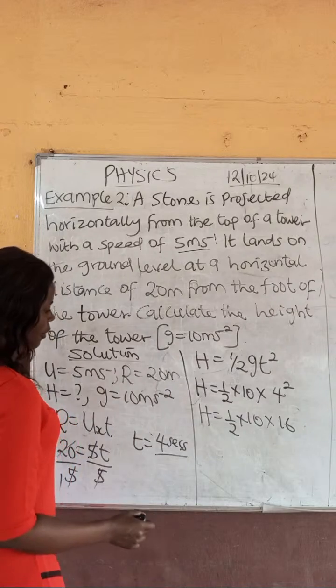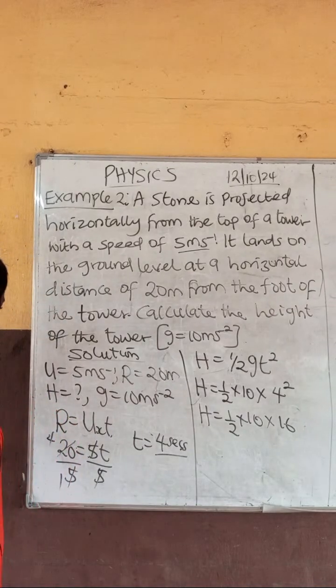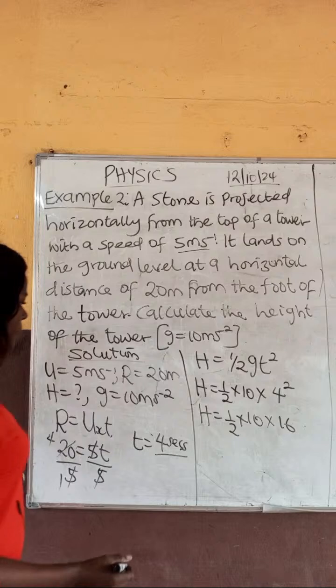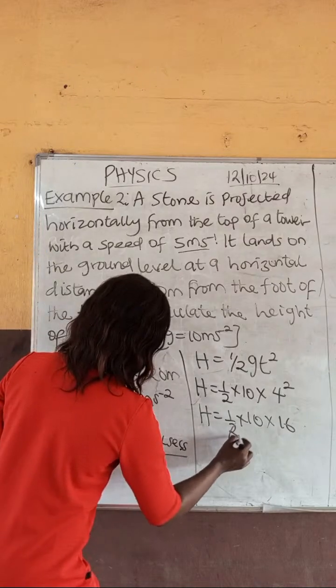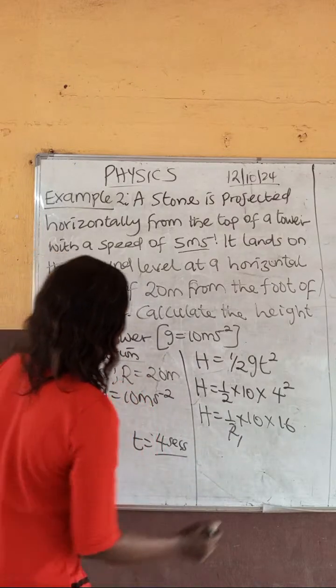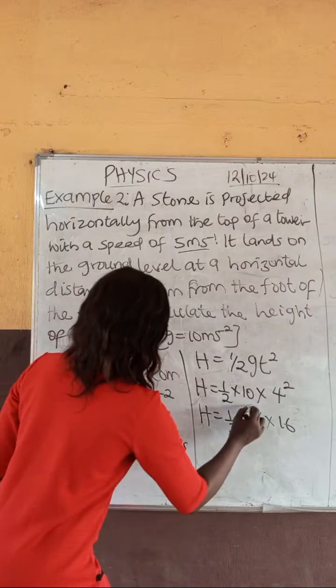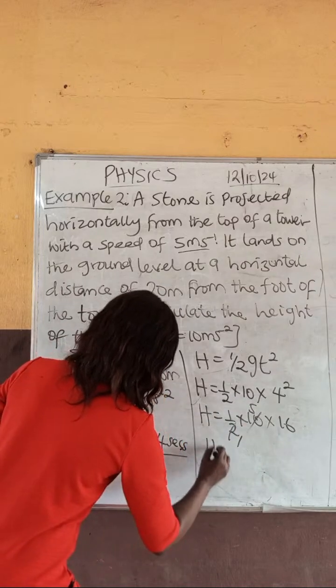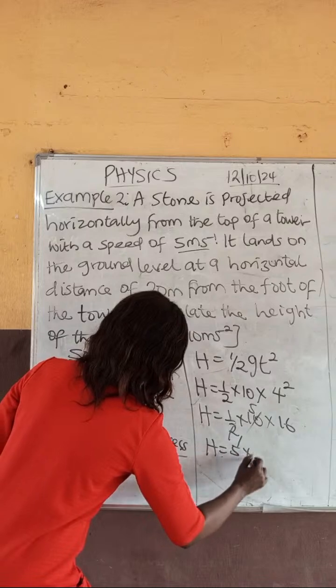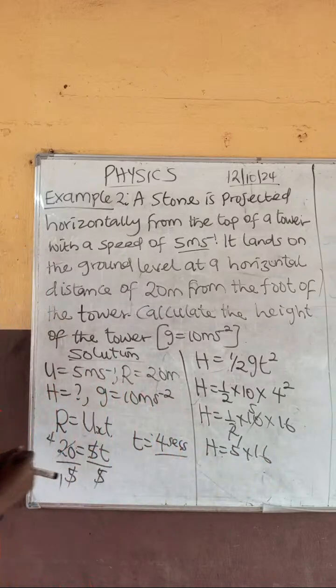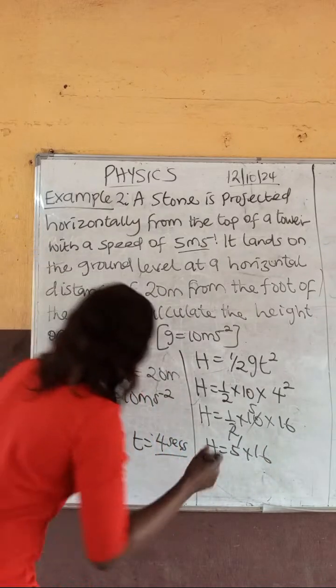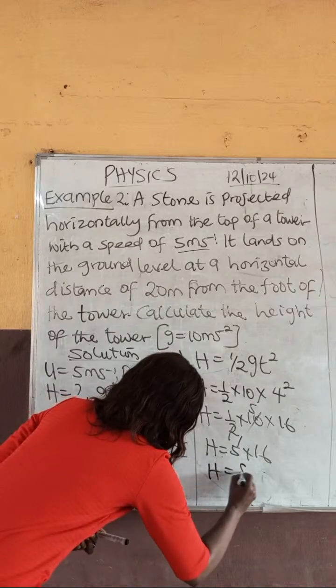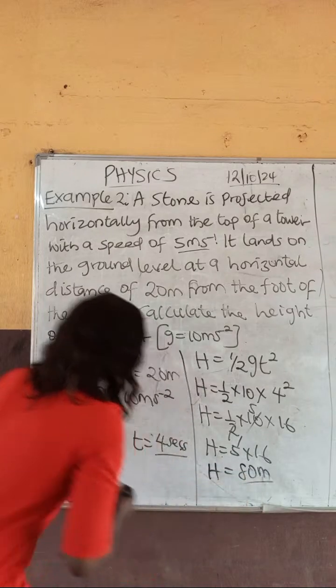Then what can go? This can go: 2 into itself 1, 2 into 10, I'm going to have 5. So h is equal to 5 times 16. Automatically, when you multiply, my h is equal to 80 meters.